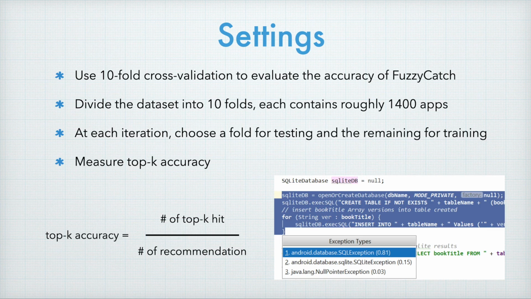In the setting, we use 10-fold cross validation to evaluate the accuracy of FuzzyCatch. We divide the dataset into 10 folds, each containing roughly over 1,400 apps. At each iteration, we choose a fold for testing and the remaining for training. Then we measure the top-k accuracy.